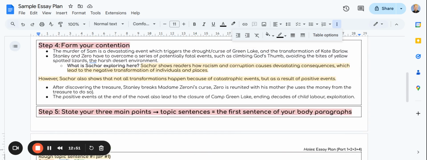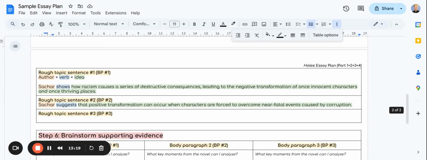Now, remember, our third point is going to disagree to an extent with the topic. We're saying that not all transformations happen because of negative, catastrophic events. So, if you look at these examples, what's Lewis Sacca trying to say when Stanley breaks Madame Zeroni's curse? What's he trying to say about the importance of doing positive things and doing morally correct and ethical things? Well, you could write something like, however.